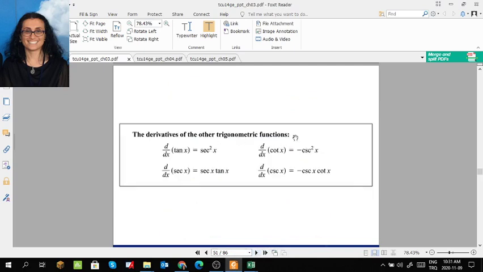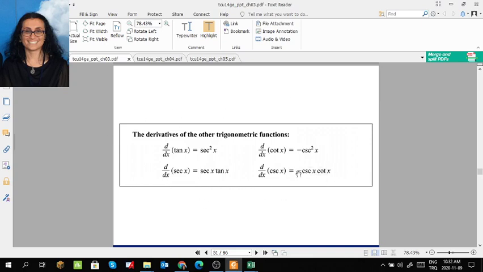Okay, let's continue with the derivatives of other trigonometric functions. Tangent, secant, cotangent, and cosecant are important for us. If you take the derivative of tangent, you are going to get secant squared x. If you take the derivative of secant x, you get secant x tangent x. If you take the derivative of cotangent x, it's very similar to tangent. It's just a negative of the cosecant squared x. And the derivative of cosecant x is negative cosecant x and cotangent x.